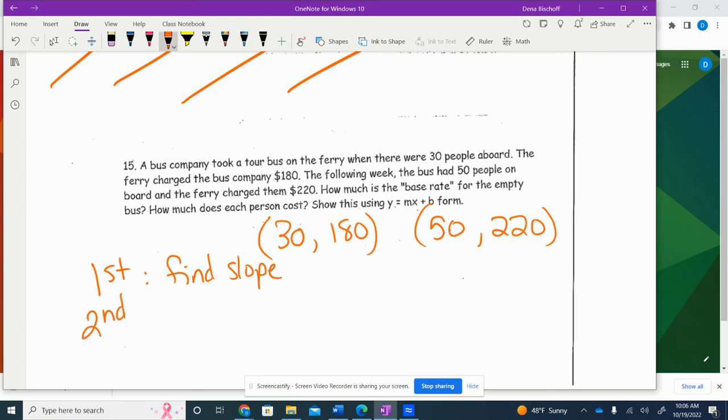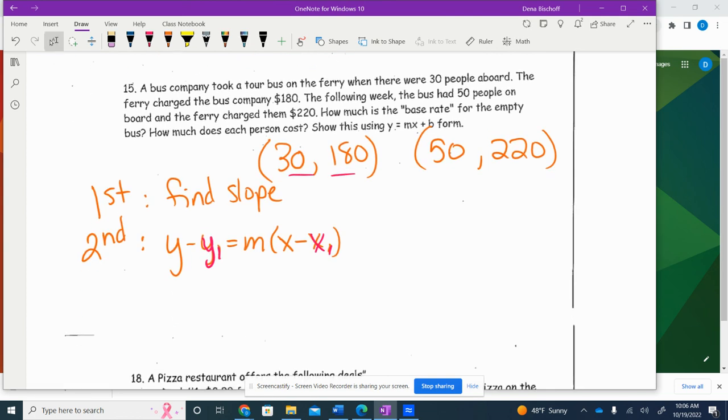Second, we're going to write the equation y minus y1 equals m times the quantity x minus x1. Remember that your y1 and your x1 come from one of the ordered pairs. You pick. Third, you're going to solve for y so that it looks like y equals mx plus b.